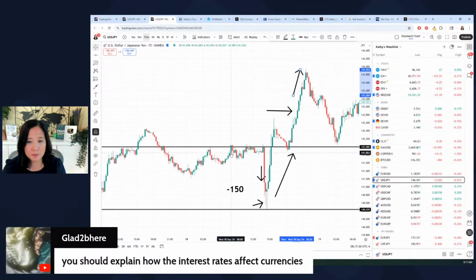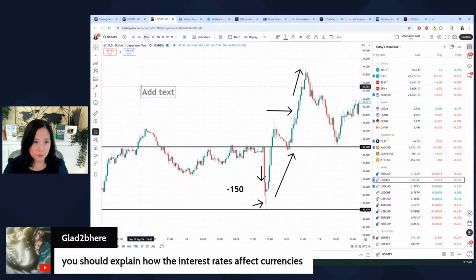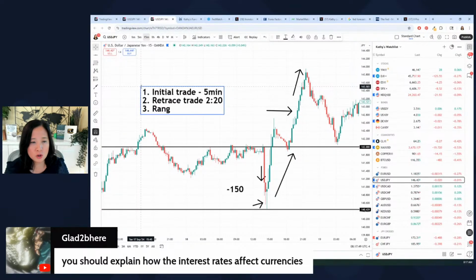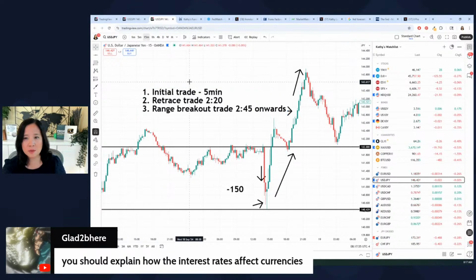So that's the game plan. Number one, the initial trade in the first 5 minutes. Then the retrace trade or profit-taking trade after about 2:20, and then the range breakout trade from 2:45 onwards. All right, that's the game plan there.